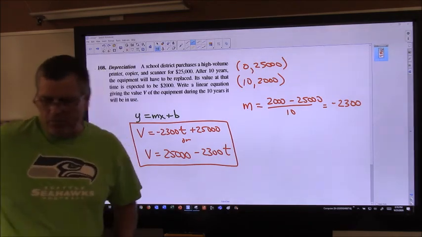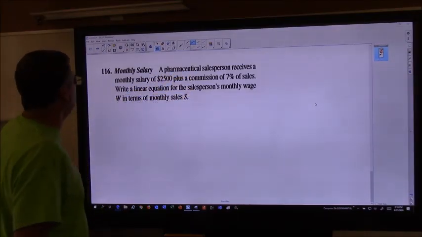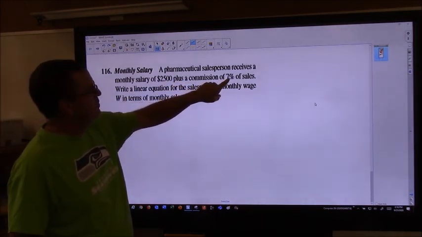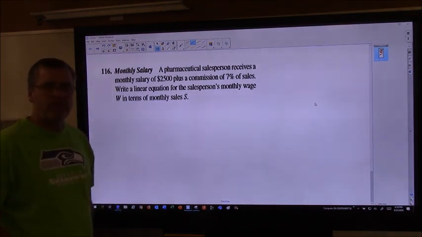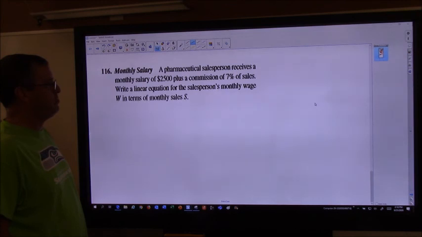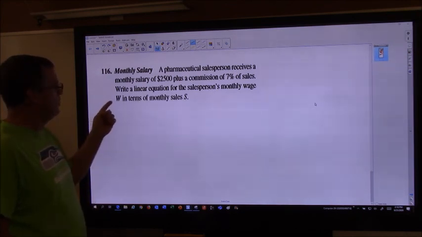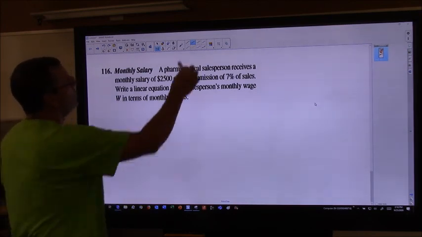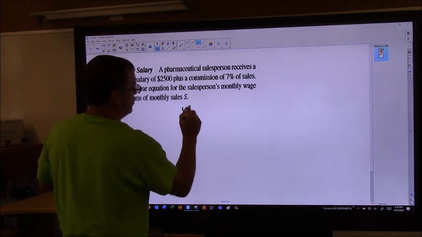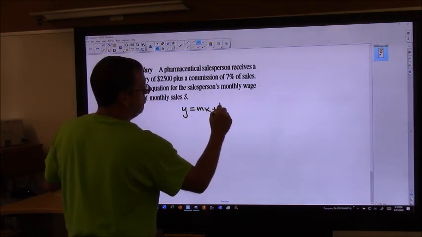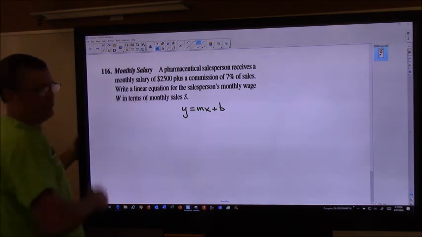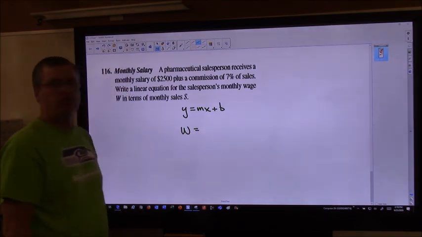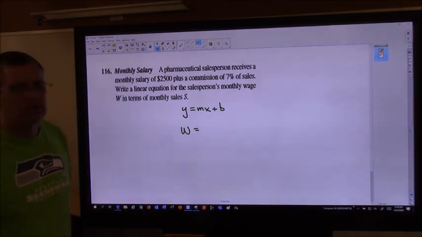All right, let's try one more problem. A pharmaceutical salesperson receives a monthly salary of $2,500 plus a commission of 7% of sales. And they want for us to write a linear equation for the salesperson's monthly wage, W, in terms of their monthly sales, S. Okay? So, again, I'm going to think, okay, linear equation, y equals mx plus b, but they want me to use W and S. Okay? So my wage is going to equal what? You guys go ahead and write it down real quick.